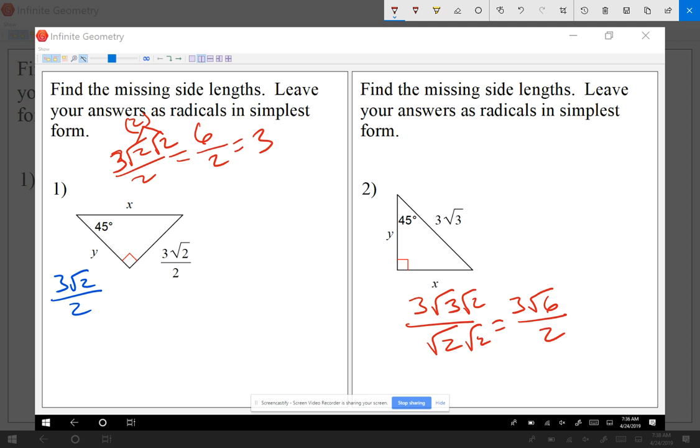In order for me to solve for y, I'm just going to go 3 radical 6 over 2, because in this case, x and y are the same thing. I started with this radical 2 because I was dividing. I was dividing by radical 2, so I put that radical 2 first. But then no radicals at the bottom, so then I included a radical 2 on top and bottom in order for me to get rid of the radical sign at the bottom.